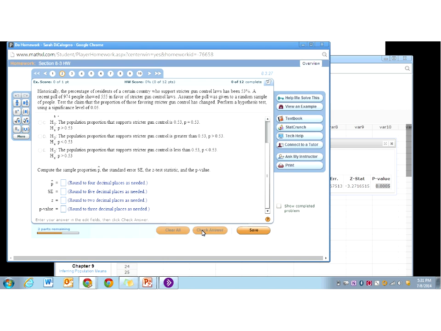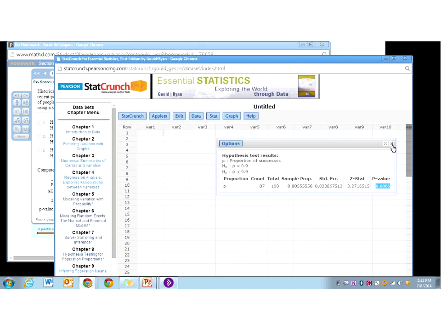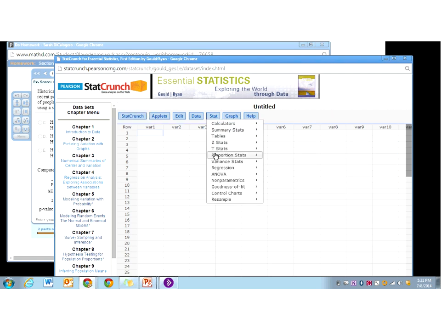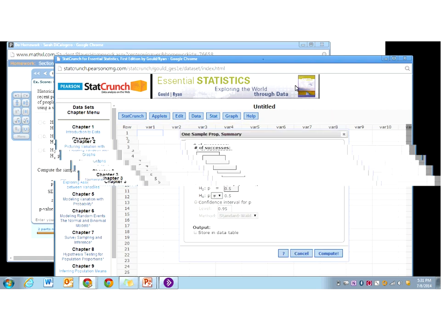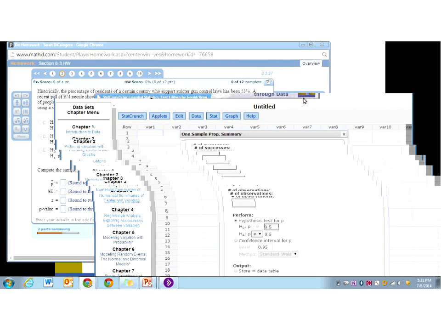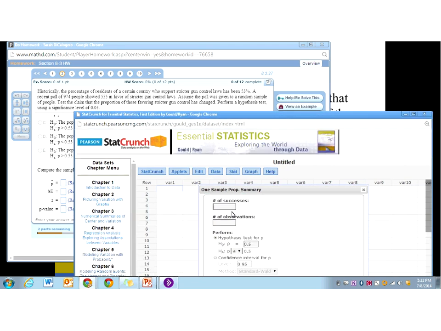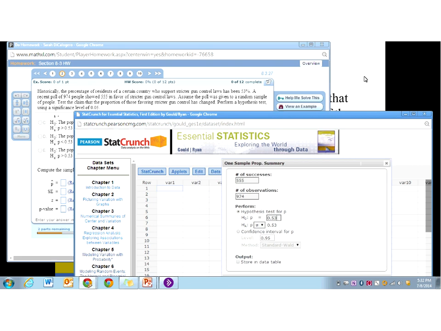All right. Compute the sample proportion, the standard error, SE, the z-test statistic, and the p-value. So these are straight to StatCrunch. Let's go through all the steps. Stat, proportion, one sample with summary, number of successes, 555, number of observations, 974. The hypothesis that we're checking is 0.53, and the alternative is not equal to 0.53.